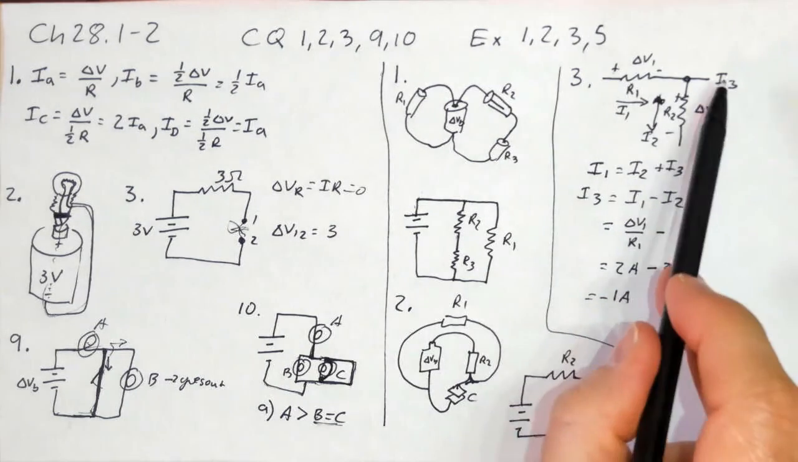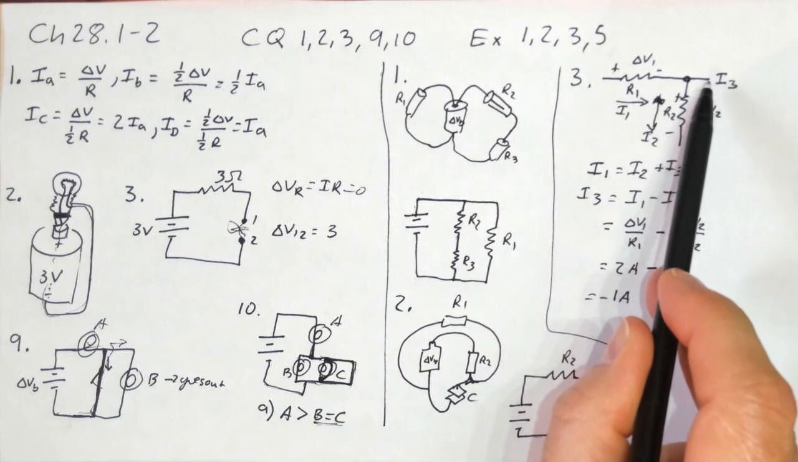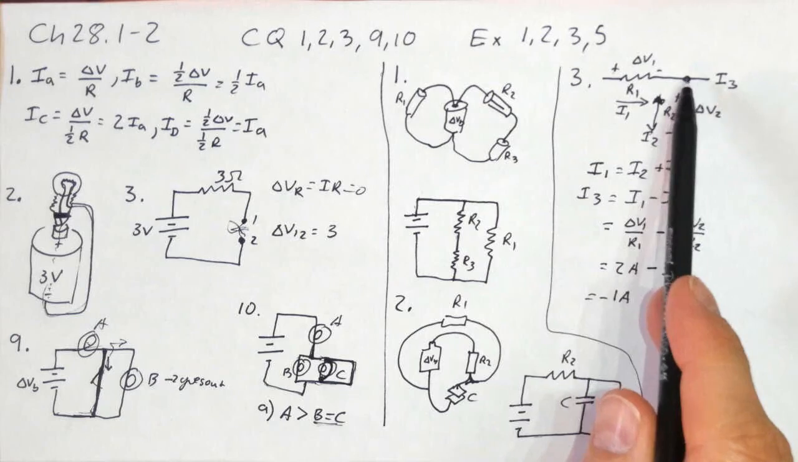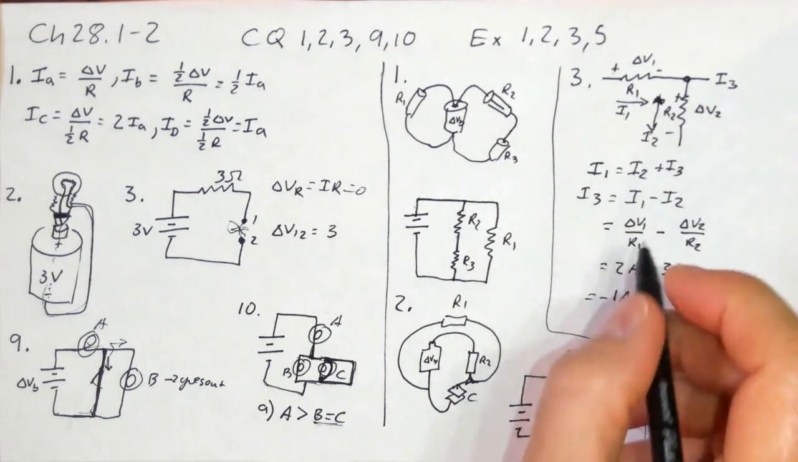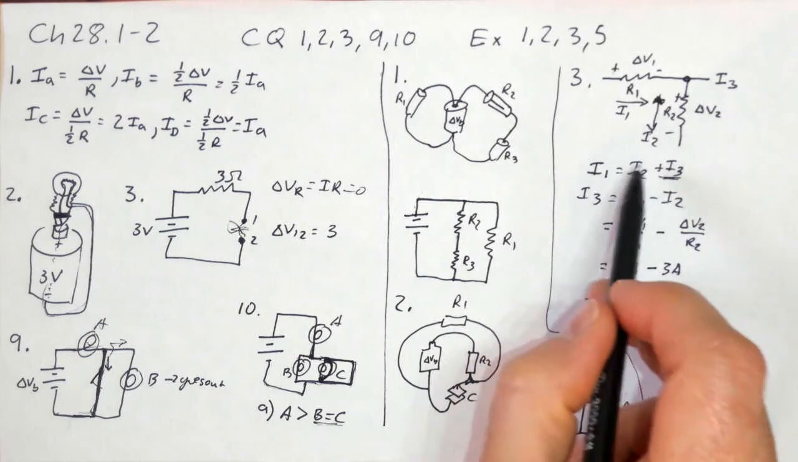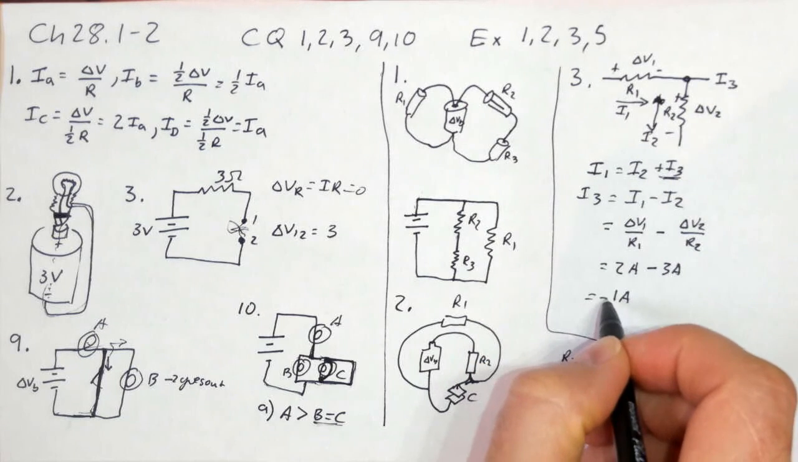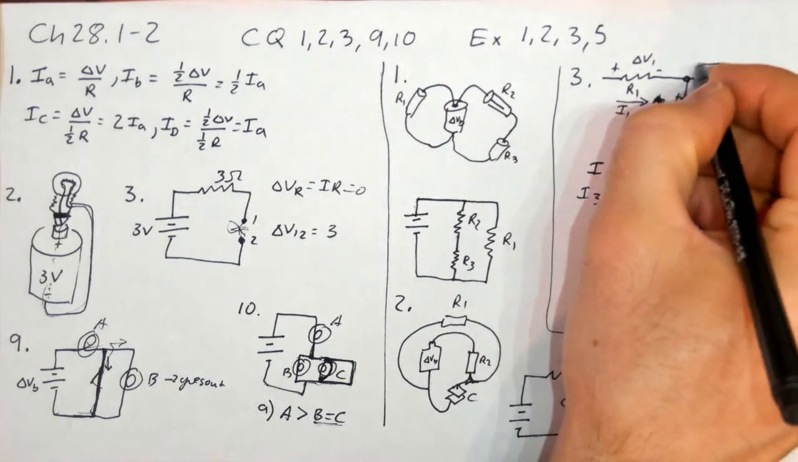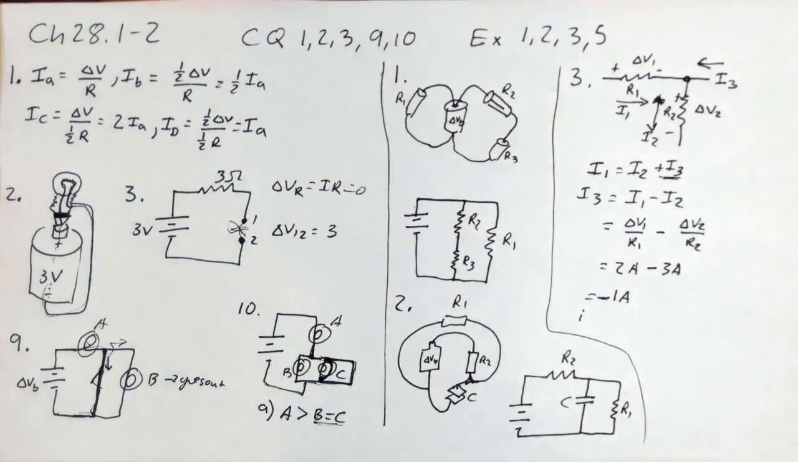So there is 1 amp of current flowing along this wire. And what direction is it flowing? Into or out of that node? It's flowing into the node. Why? Because I assumed in my calculation it was flowing out. This is in, this is out. But I got a minus sign, which means I was wrong. So it's flowing into. So the current here is flowing that way. Into.